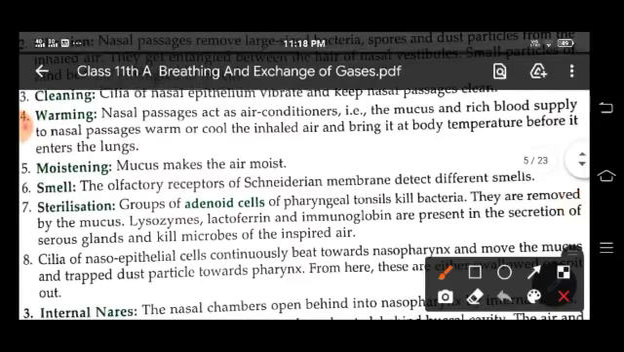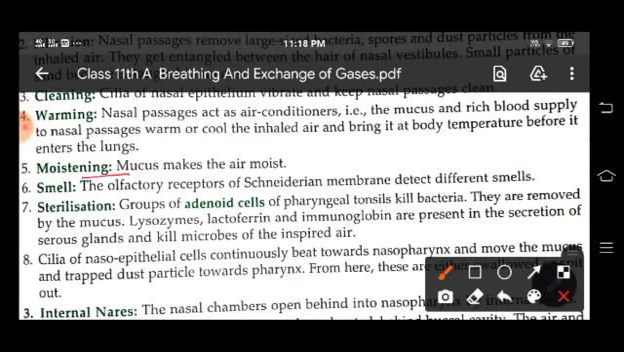It also makes the air moist. Now the olfactory receptors of the Schneiderian membrane detect different smells. They also do the process of sterilization. Groups of adenoid cells of pharyngeal tonsils kill bacteria.